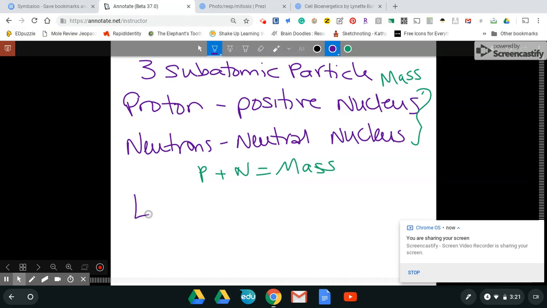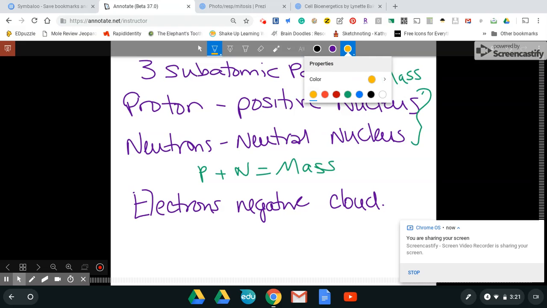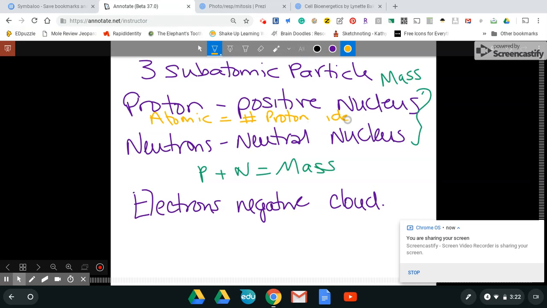All right, electrons are negative, and they're in the electron cloud. Okay, they don't have much mass, so that's why we don't even include them. So things you need to make sure that you know about all of this. So protons, the atomic number equals the number of protons. So protons identify the element. So if I change my protons, I've got a new element.